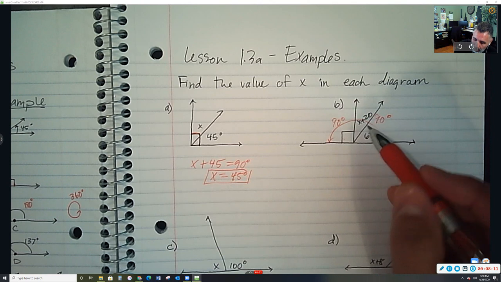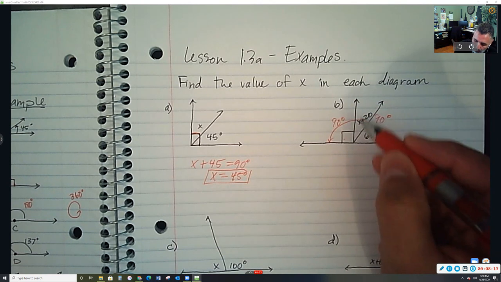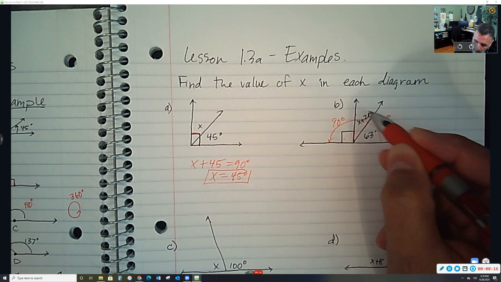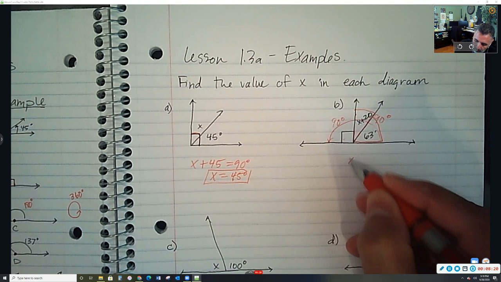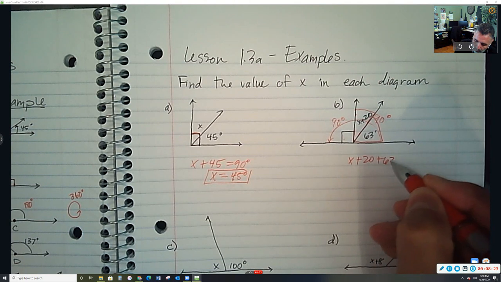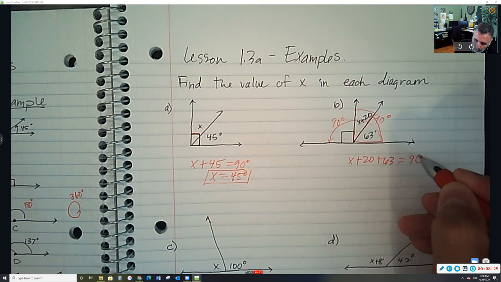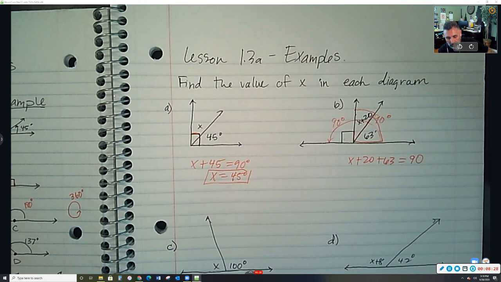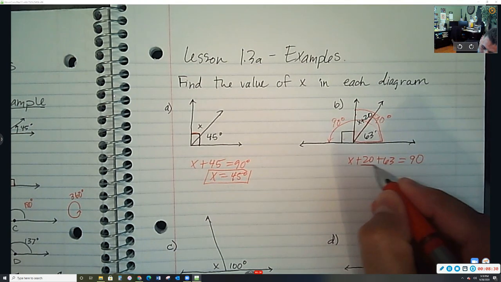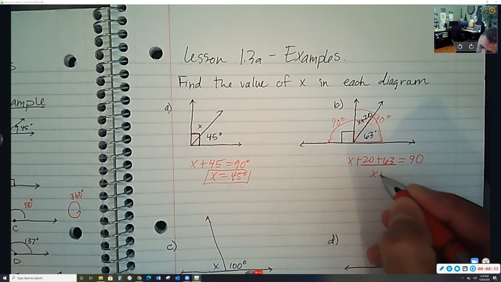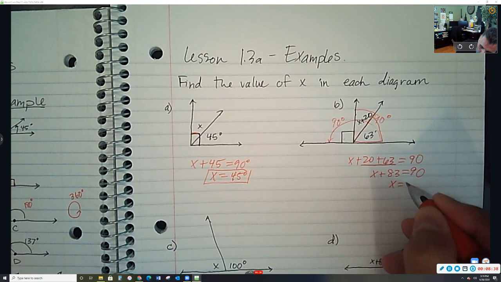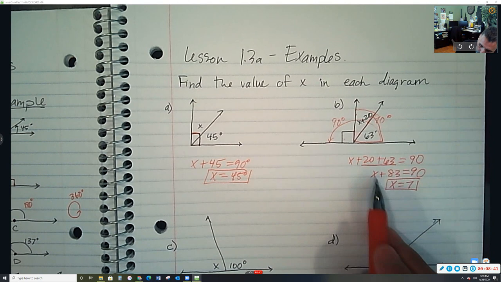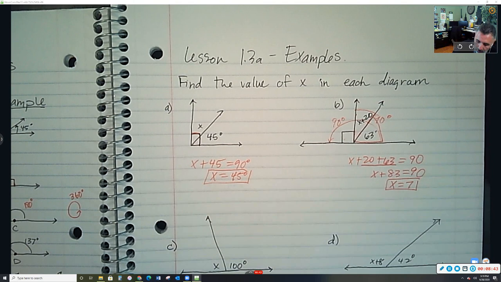Okay? So remember we were talking about pizza in the notes from the other day, that pizza slice plus that pizza slice. So x plus 20 plus 63 equals the new big pizza slice, which is 90 degrees. Okay? Add these up. X plus 83 equals 90. So that means x equals 7, because 7 plus 83 is 90. Right? So those are those two.